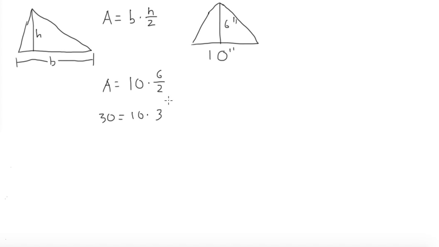Now you could do that another way if you wanted to. If you didn't want to divide first, if you wanted to multiply first, then you do 10 times 6, which equals 60, divided by 2, and 60 divided by 2 is 30. So you get the same answer.